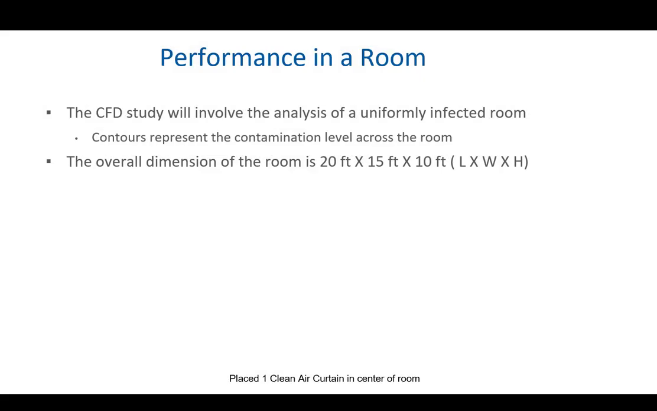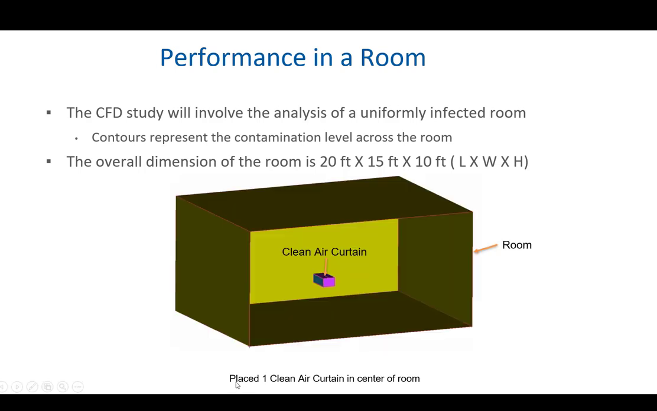Now let's take a look at how the clean air curtain performs in a room. We've taken the device and again, using computational fluid dynamics, put it into a room that is uniformly infected with a pathogen. As you can see, we've placed the unit in the middle of the room, up off the floor at about 4 feet. It's best to have the device centrally located if possible, and up off the floor. It is not imperative that they be centrally located, but best if possible.